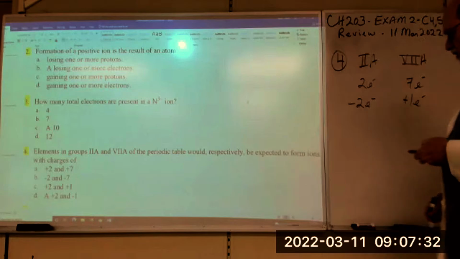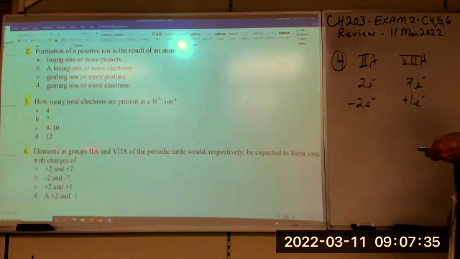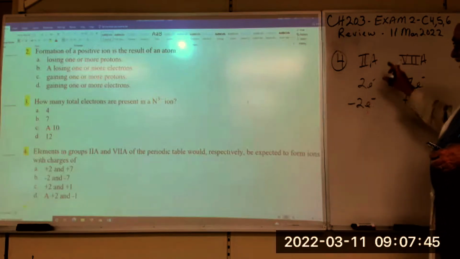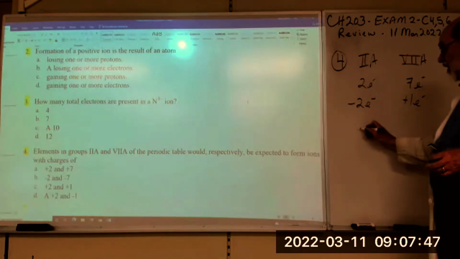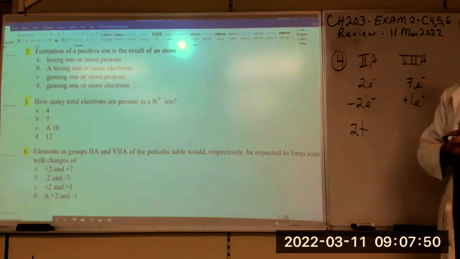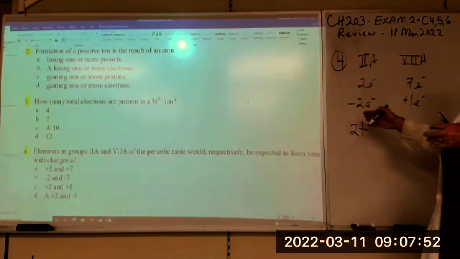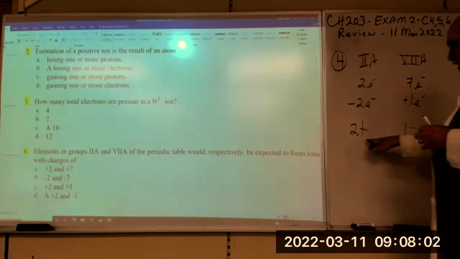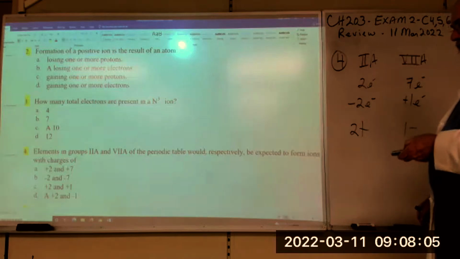Okay, so let's go back to the question. If we're going to subtract 2 electrons to get to the noble gas form, that means we have an imbalance of 2 positives, because we take 2 negatives away. When we add 1 electron, now we have an imbalance of 1-. So the answer would be a 2 plus and a 1 minus. Here it is, 2 plus and 1 minus.